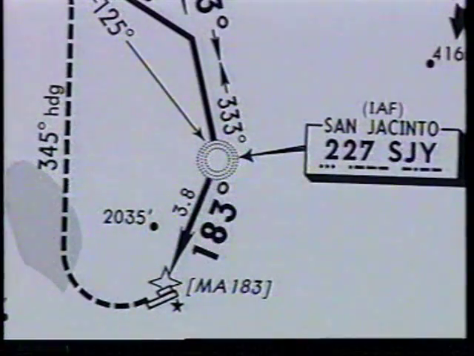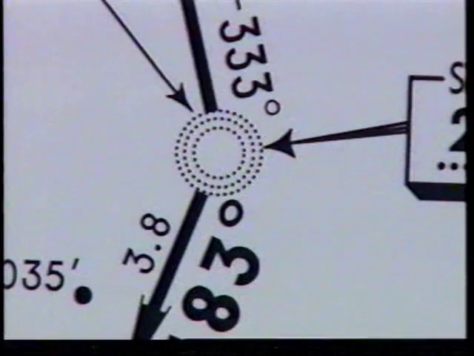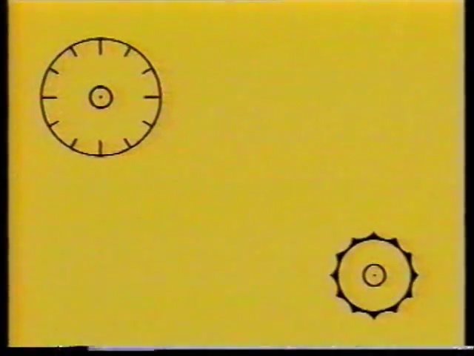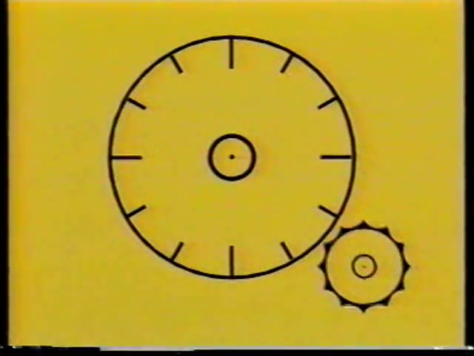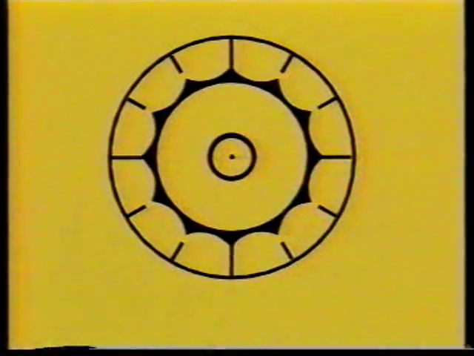The NavAid symbols shown on the plan view are similar to those found on other Jeppesen charts. For example, an NDB is depicted by a series of concentric dotted circles. A VOR is indicated by a compass rose. A TACAN, or DME, is depicted by a serrated circle. And a VORTAC, or VOR DME, is shown by combining the two symbols.